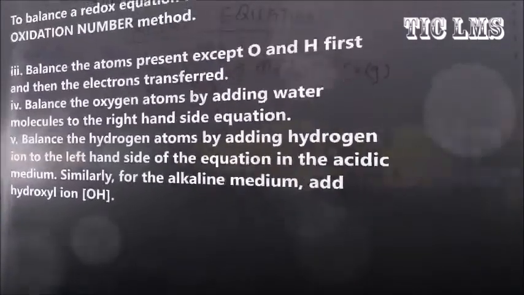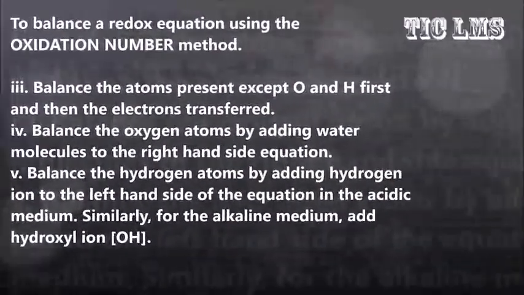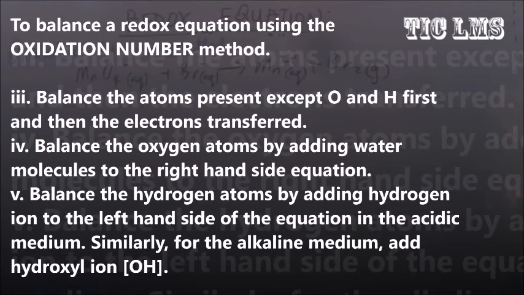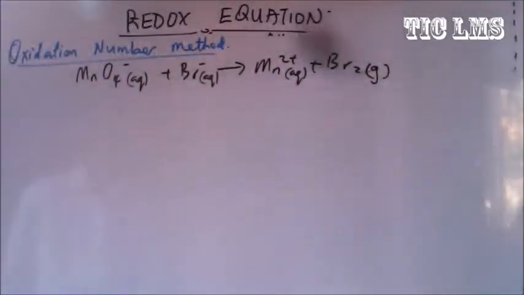And step 3 is to balance the atoms present except the oxygen and hydrogen first, and then the electrons transferred. And then the 4th step is to balance the oxygen atoms by adding water molecules to the right hand side of the equation. And the 5th is to balance the hydrogen atoms by adding hydrogen ion to the left hand side of the equation in the acid medium. Similarly for the alkaline medium and hydroxyl ion OH-. So let's proceed by balancing this equation using the oxidation number method.